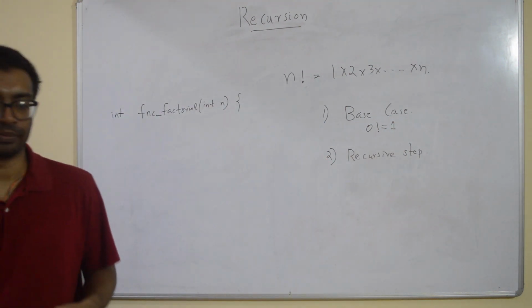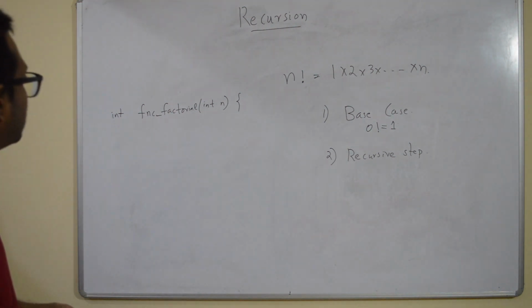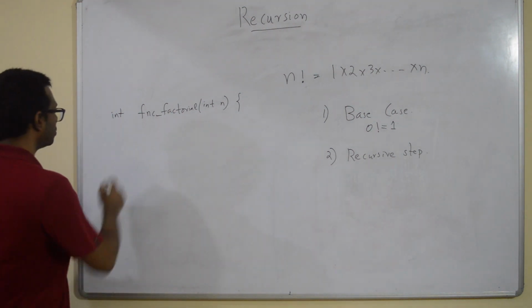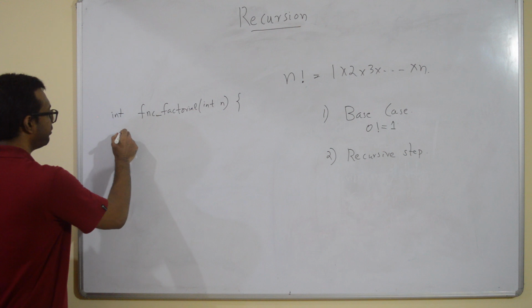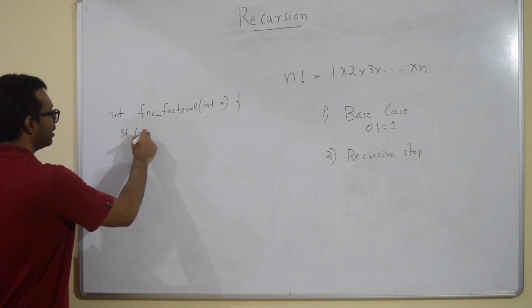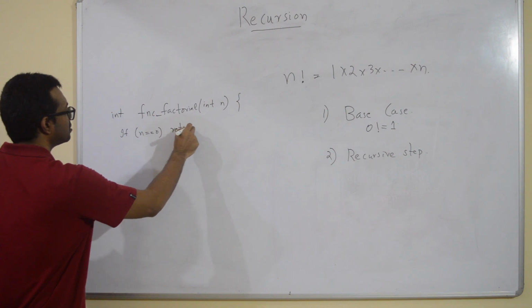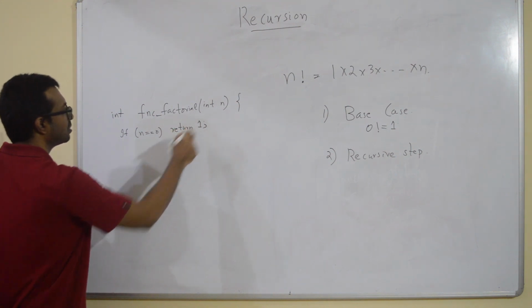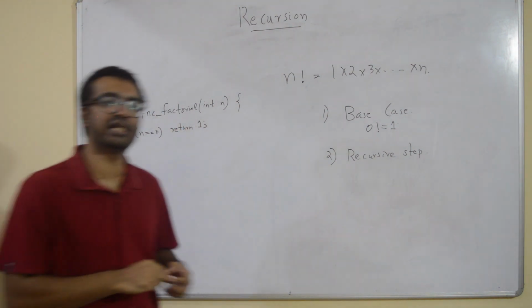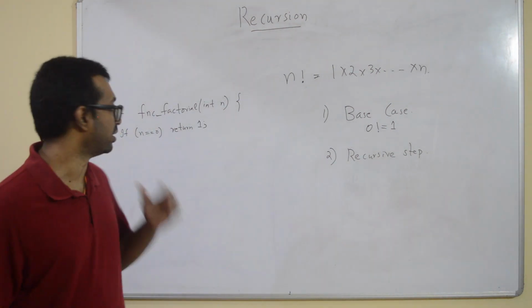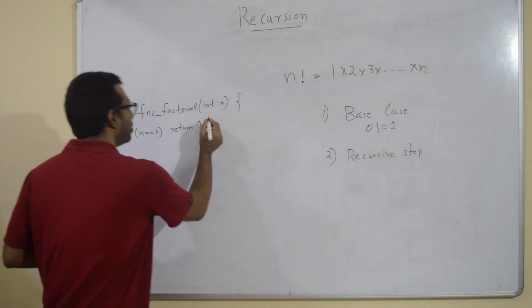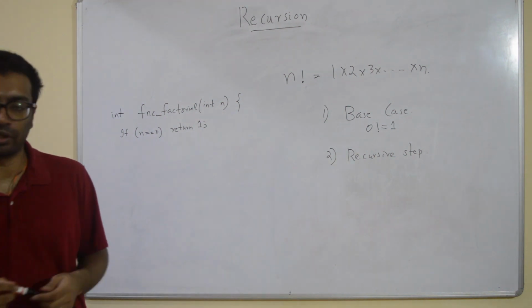Okay, right. So that's the base case. Now I have to write if n is equal to 0, return 1. That is, if the base case is your input, you are going to return 1. Okay, because 0 factorial is 1, you are going to return 1.